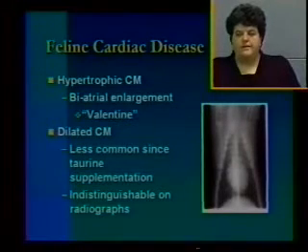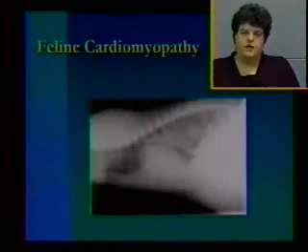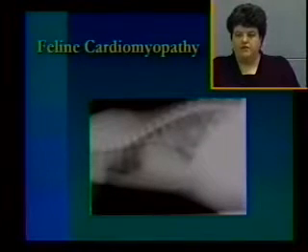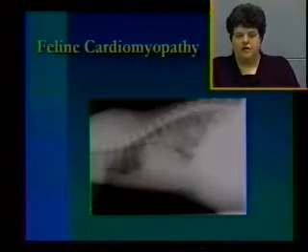And since taurine has been added to diets, we don't see dilated cardiomyopathy very commonly, but it is indistinguishable from hypertrophic cardiomyopathy on radiographs. Again, what's important to remember is whether or not the animal is in failure or not, because that's going to change how you're going to treat them. If they're in failure, they obviously need a diuretic sooner versus later, versus if they're not in failure and can wait a week for the cardiologist to come and do an echocardiogram.